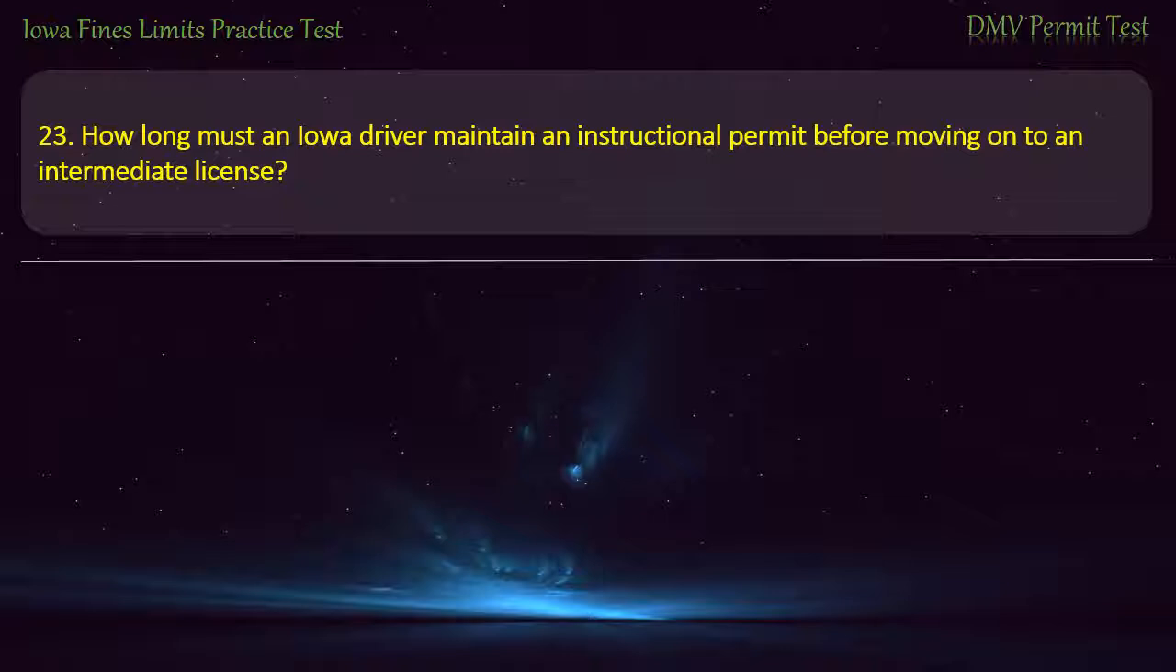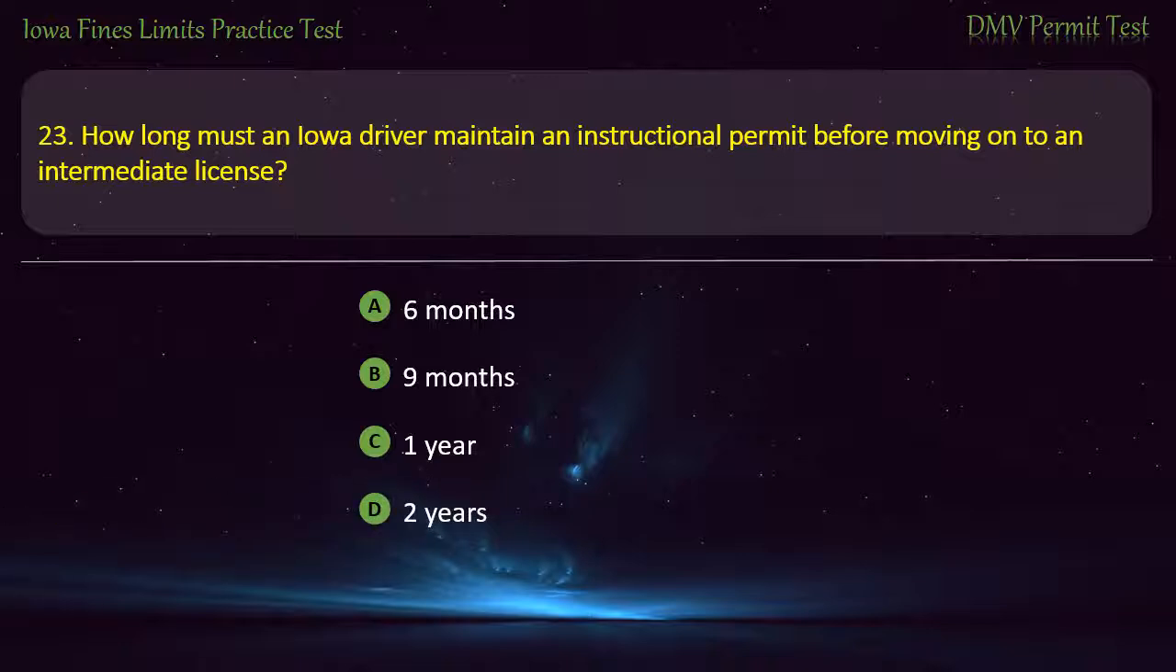Question 23. How long must an Iowa driver maintain an instructional permit before moving on to an intermediate license? 6 months. 9 months. 1 year. 2 years. Answer. 1 year.